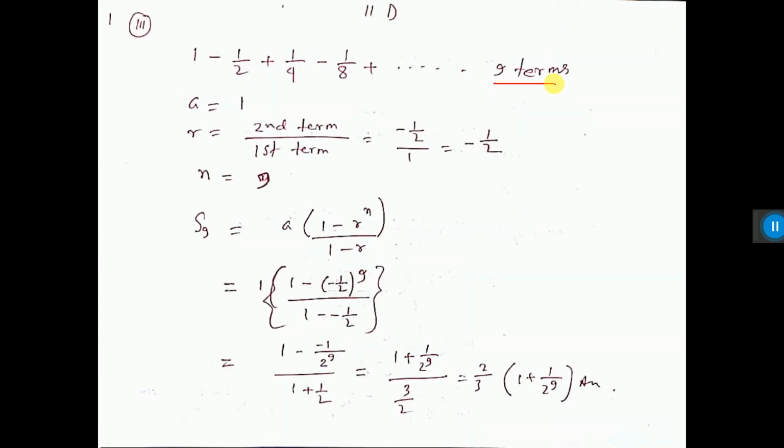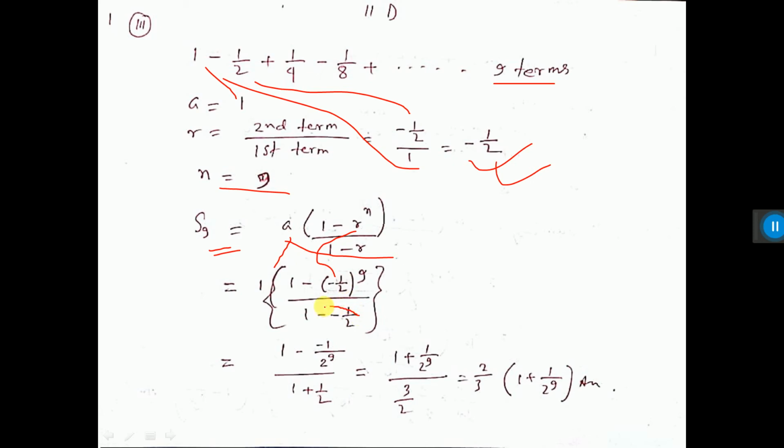Then there are 9 terms, so the value of n is 9. First term a, and r equals second term by first term, which is negative and less than 1. So the formula we have to use is a into 1 minus r to the power n by 1 minus r. Put the value of a and r. Now here it is coming plus, so 1 plus 1 by 2, that is 2 plus 1 by 2, that is 3 by 2. So this 3 by 2 goes up as 2 by 3. And minus minus is plus, so 2 to the power 9, this is the answer.